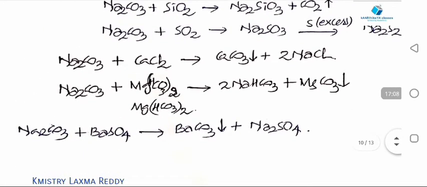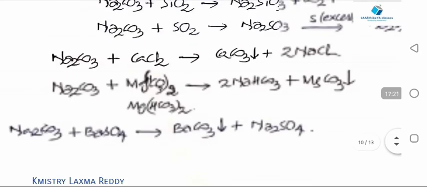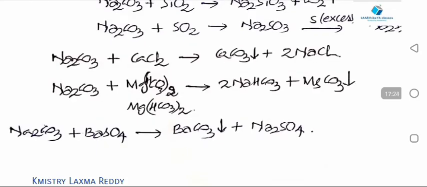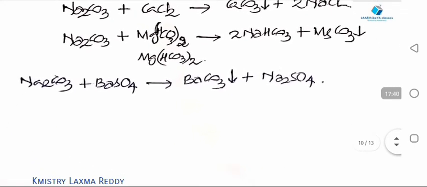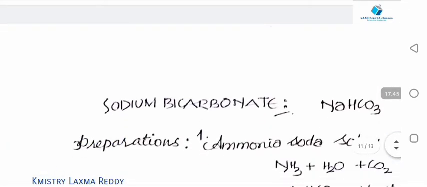Sodium carbonate when treated with calcium chloride gives CaCO3 precipitate; with magnesium bicarbonate, it gives sodium bicarbonate and magnesium carbonate. These reactions you can see in the removal of hardness of water. Calcium chloride and magnesium bicarbonate type salts cause hardness in water. So water hardness, temporary or permanent, both can be removed by sodium carbonate. These are the reactions in that. Then sodium carbonate reacts with barium sulfate to form barium carbonate, with Na2SO4 as the extra compound.